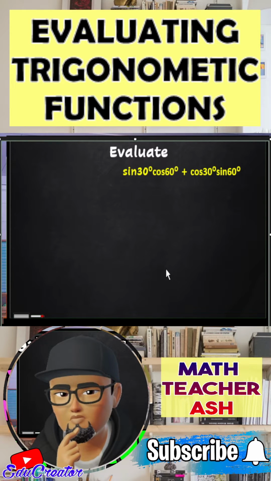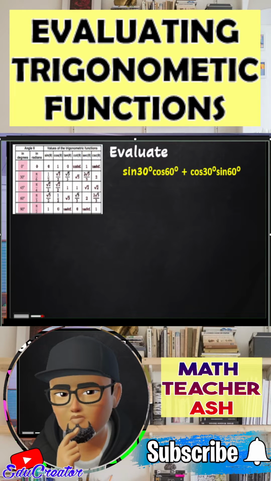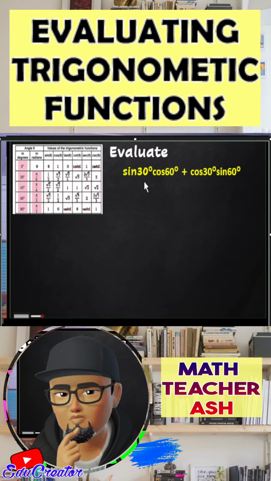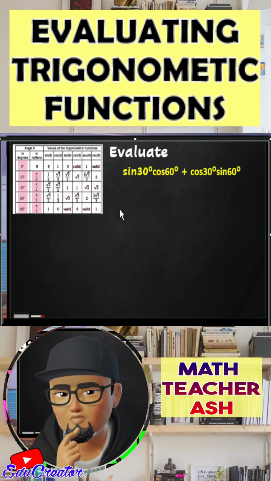Just a reminder, you also need to consider the table for that one. I'll give you a hint. This one means you get the value of sine 30, you get the value of cosine 60, then you multiply it together.